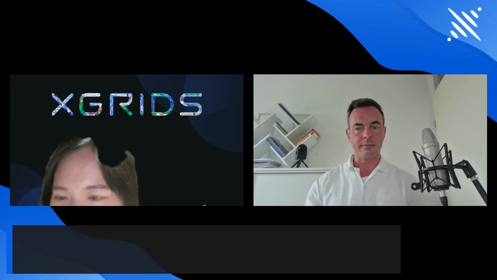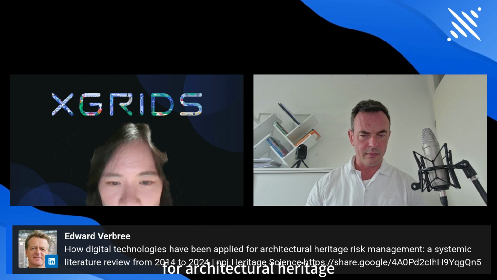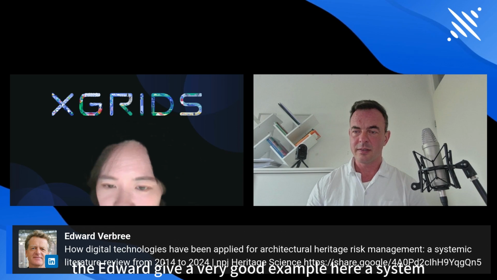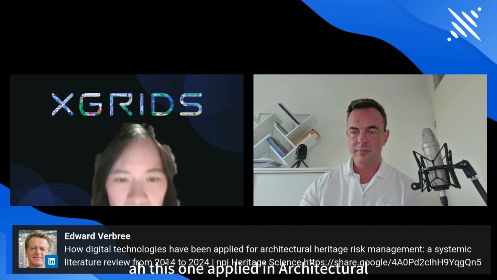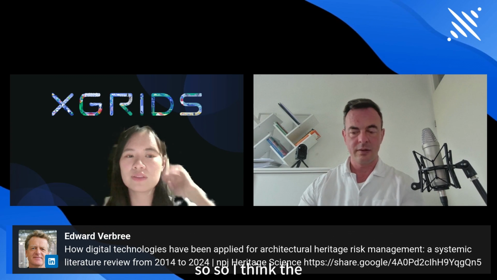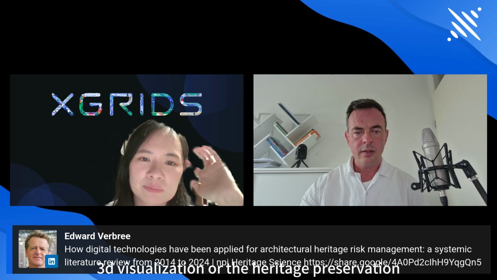And then let's move on to another one. How have digital technologies been applied to architectural heritage risk management? Edward gave a very good example here, a systemic literature review applied to architectural heritage risk. I think risk management still involves very specific application scenarios. So Jasper, do you see any specific application scenarios for 3D visualization or heritage preservation?